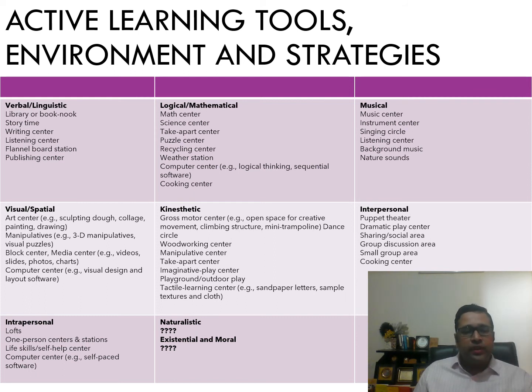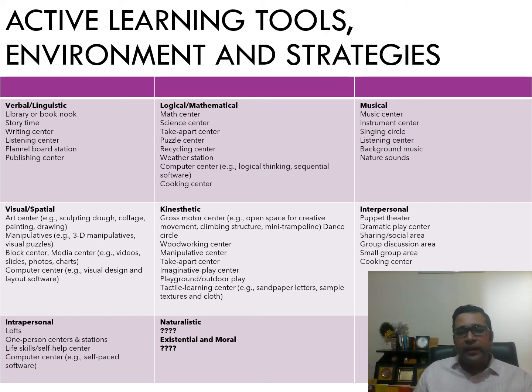nature sounds, etc. For visual spatial, you need to create an art center, for example sculpting, dough, collage, painting, drawing, etc., manipulatives, for example 3D manipulatives, visual puzzles, blog center, media center, for example videos, slides, photos, charts, computer center, for example visual design and layout software.